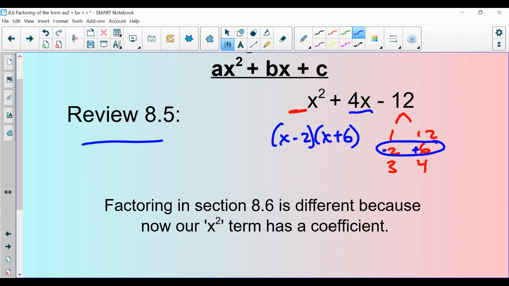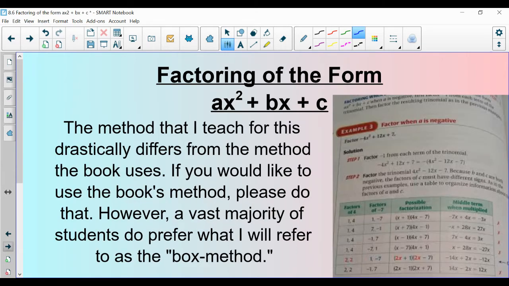As I stated, the process when there's a number in front of the x squared is what we're studying today, and that process is completely different if there's a number in front of the x squared. I teach something very different from what the book teaches. You are welcome to use this book's method. The book uses a table. You will be able to find the table when you look at example 3, or actually any of the examples, but they go through this process and they make a table and they find the right answer. I use something that I'm going to refer to as the box method. So whenever you hear me talk about, hey, you have to use the box method on that problem, this is what I'm referring to.